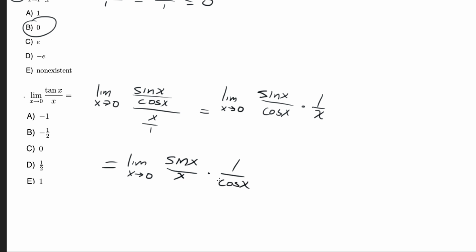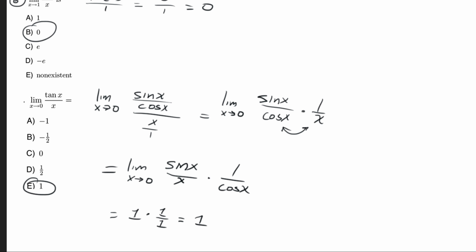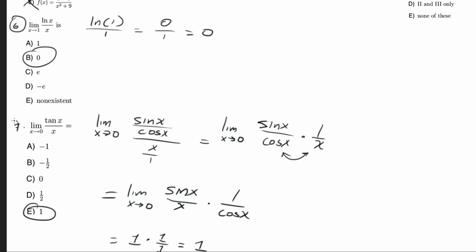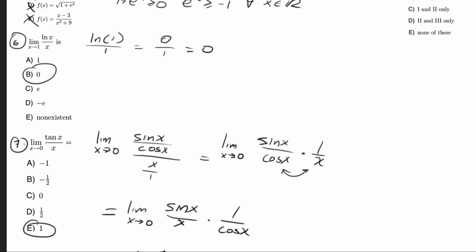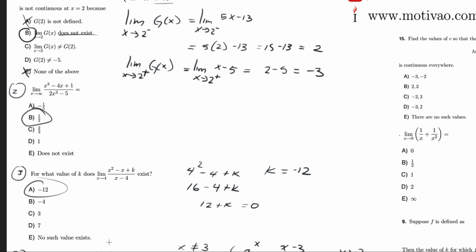Why can I do that? Because multiplication is commutative, you can switch them around. Now this becomes 1. Cosine of 0 is not 0, cosine of 0 is 1. So this is 1 over 1, and 1 times 1 is 1, which is E. And which problem is this? 7. Let's go to the next column.